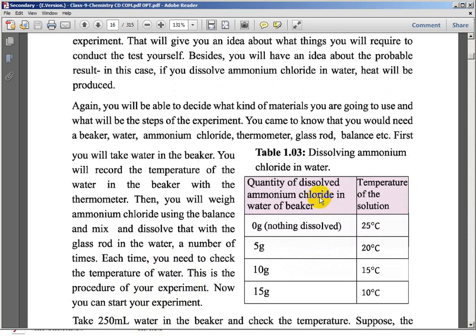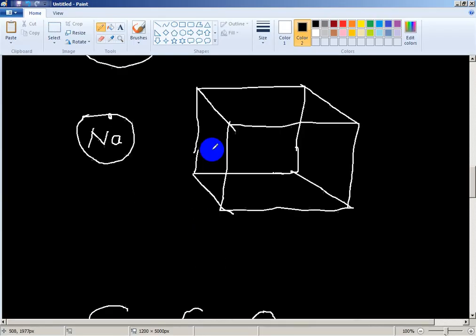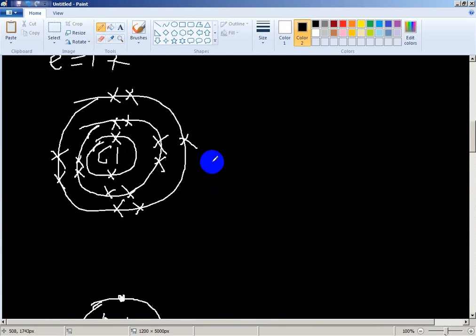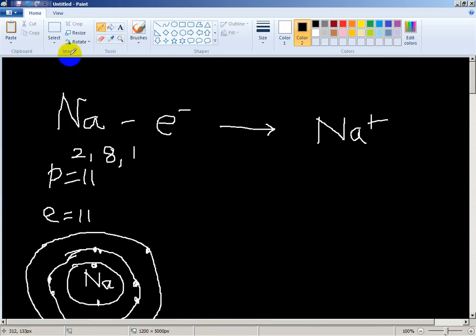What heat change occurs during the experiment? Experiment name is dissolving ammonium chloride in water. I didn't erase it from the last class. Experiment name is dissolving ammonium chloride in water.